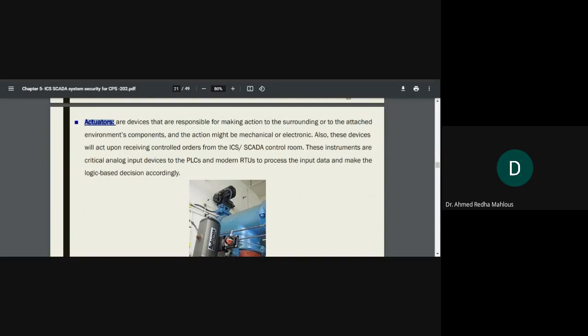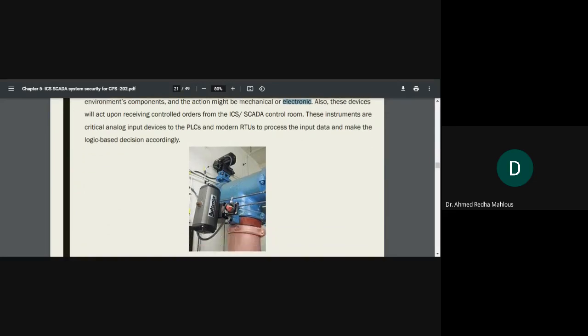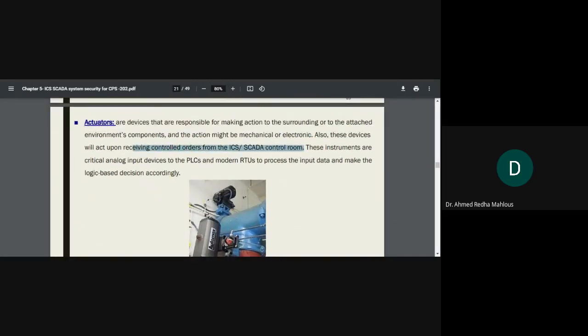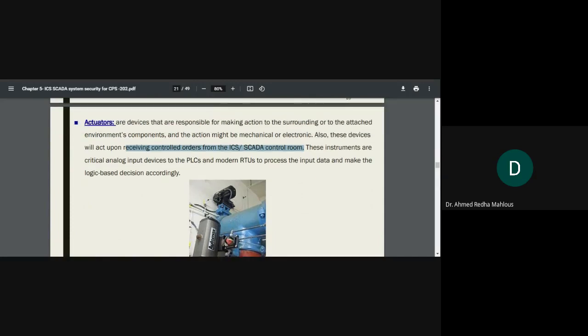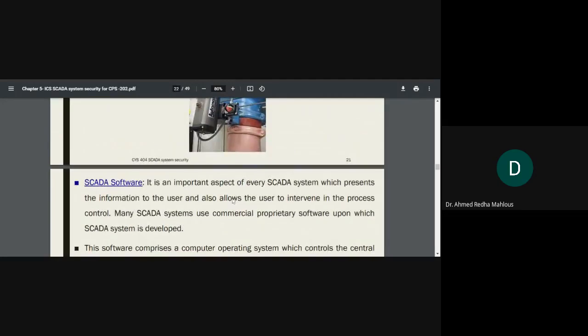The actuator will receive the command, and because it is connected to that valve, it will trigger an action, whether it is a mechanical action or electronic action, to open or close. Okay, so they will receive commands, and they can be controlled from the control room in the ICS SCADA remotely, because they do have the capability of receiving commands and triggering something that is attached to those actuators. And they are very important devices.